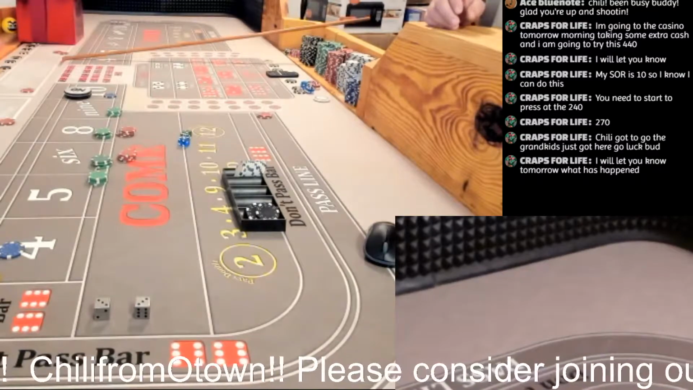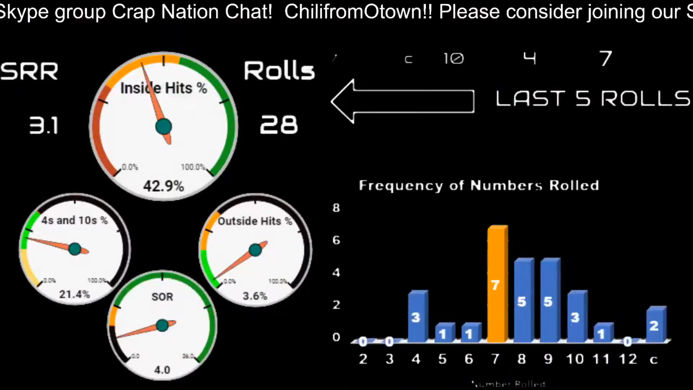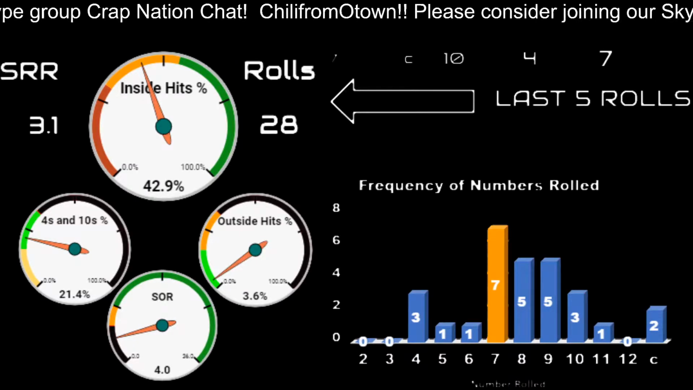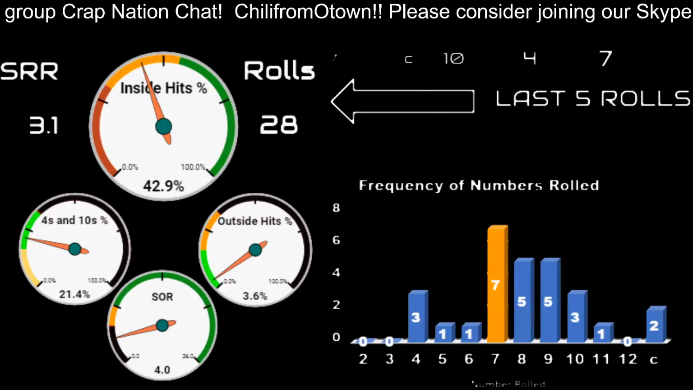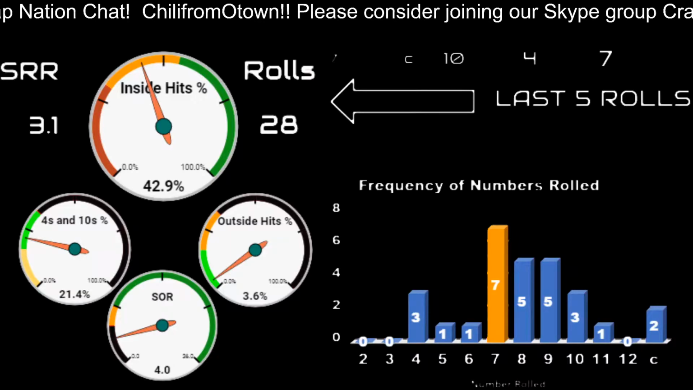SOR is going to be very simple. It was already below 4. No, it was at 4.2 or whatever. 28 rows in, we are at a 4.0 SOR. It is giving us the middle finger very bad.